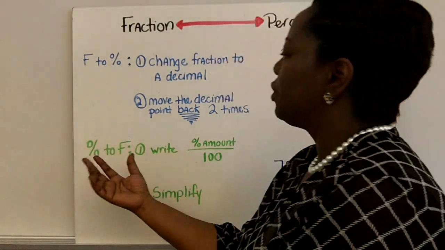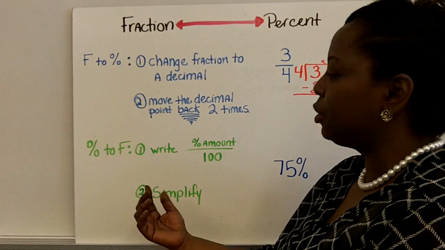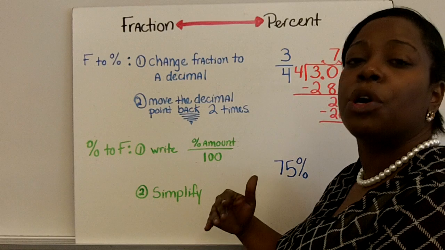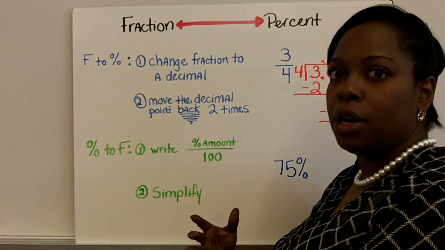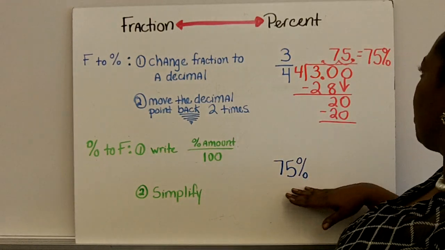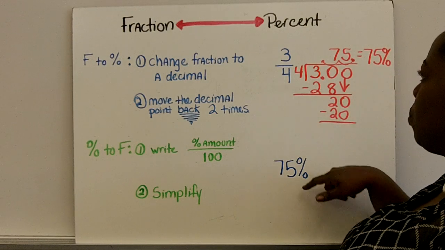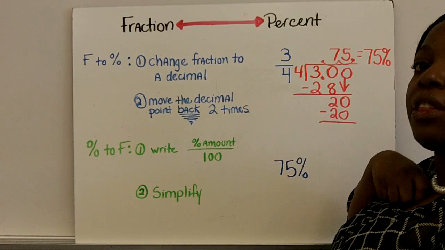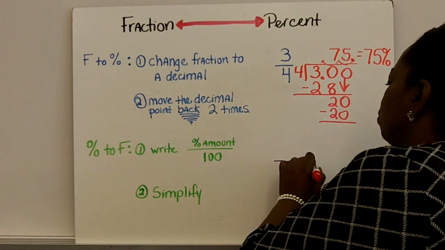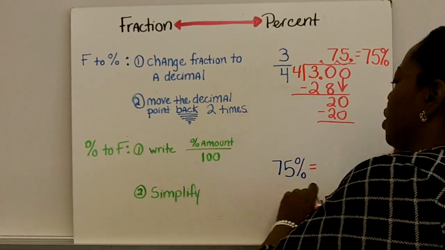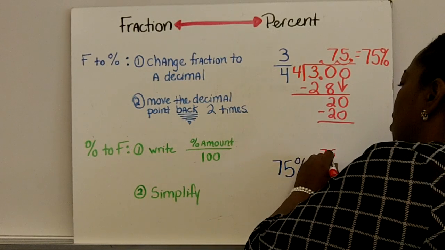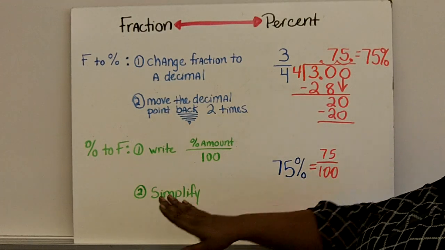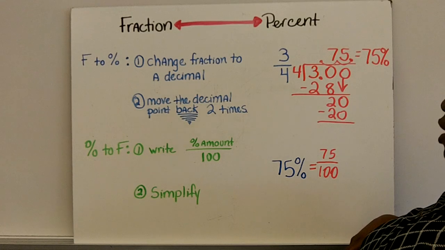Now, going backwards, percent to a fraction, is a little easier. You're going to write the percent amount over 100 because the word percent does mean per 100. So the example that we worked out earlier, 75%, well, it's supposed to go back to the fraction 3/4. So let's follow the steps and see if we get 3/4. Step number 1 is to rewrite the percent over 100. So this is going to be 75 over 100. And then step number 2 is to simplify that fraction.